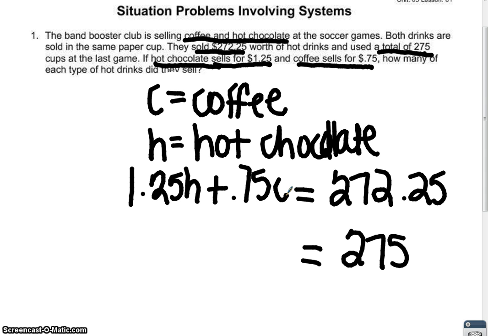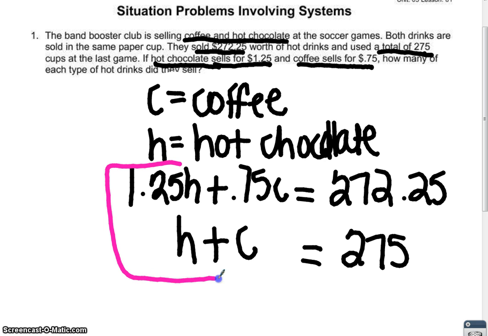Now my last equation, it talks about the amount. You guys will see these questions a lot. I've already used all my dollar amounts, okay, but now I'm talking about the total amount of physical cups that I sold. So for my second equation, I'm going to take the amount of hot chocolate cups plus the amount of coffee cups to give me 275. Okay, so here are my 2 equations.